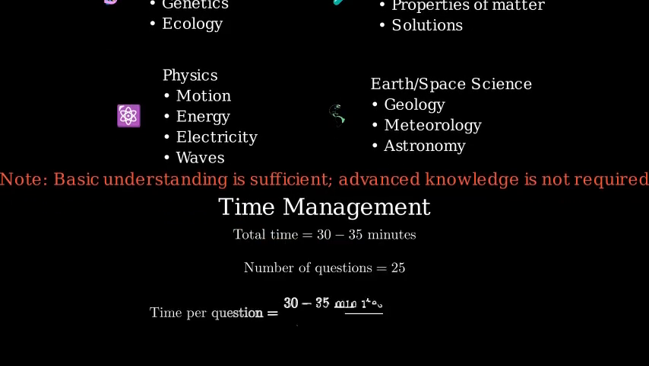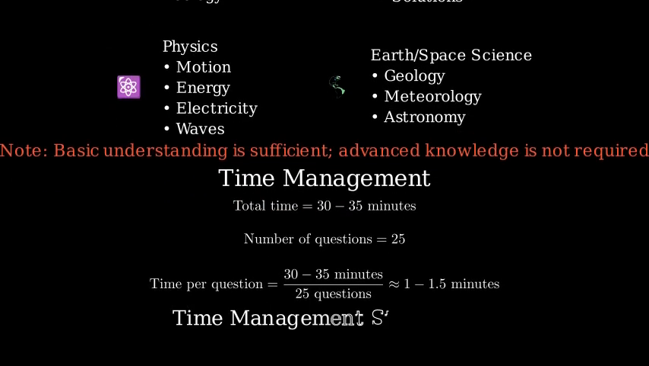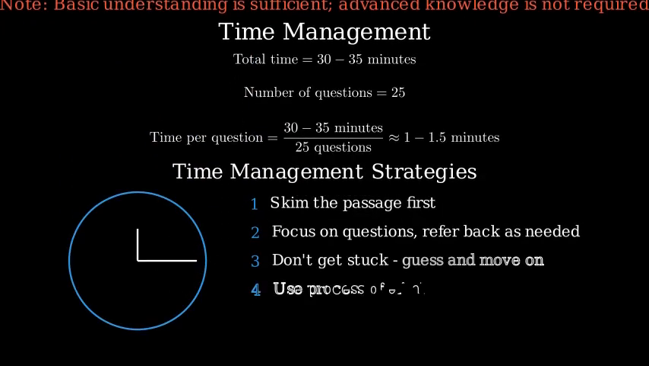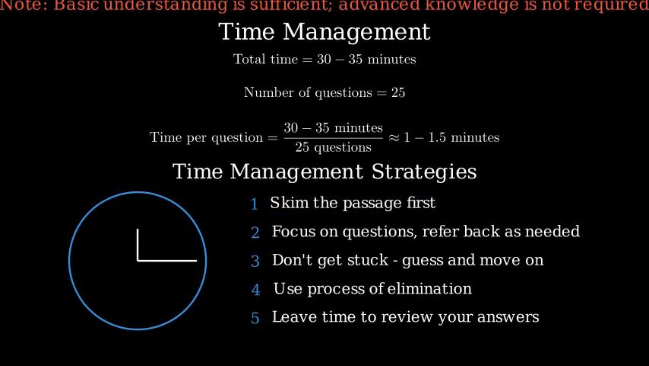With only 30 to 35 minutes to answer 25 questions, effective time management is crucial. This gives you approximately 1 to 1.5 minutes per question. Let's discuss some time management strategies. First, skim the passage quickly to get a general understanding of the topic. Second, focus on the questions and refer back to the relevant parts of the passage as needed. Third, don't get stuck on difficult questions. Make your best guess and move on. Fourth, use process of elimination to narrow down your choices. Finally, pace yourself and leave a few minutes at the end to review your answers.